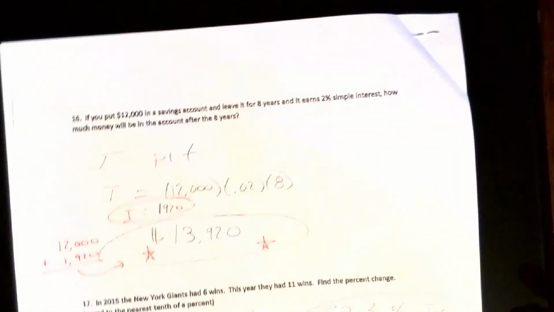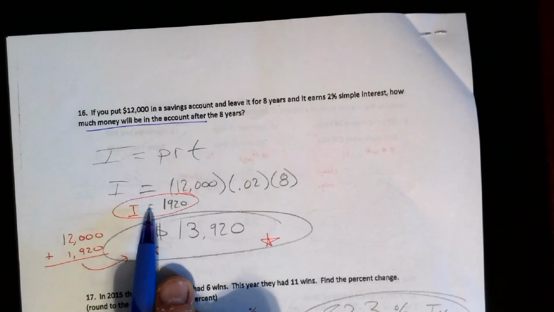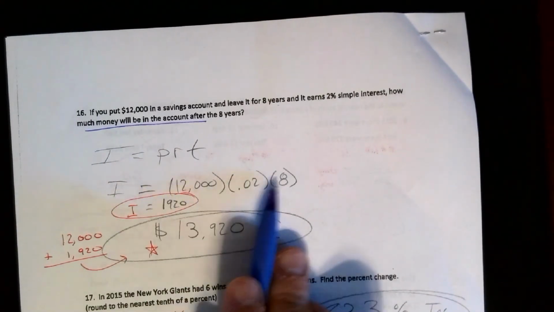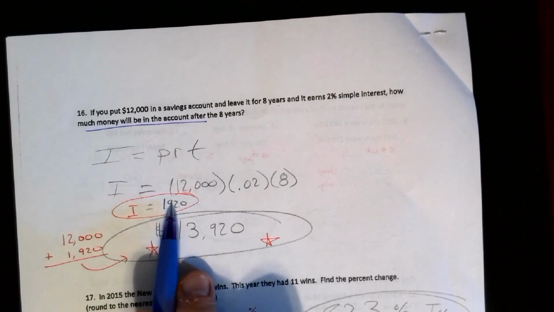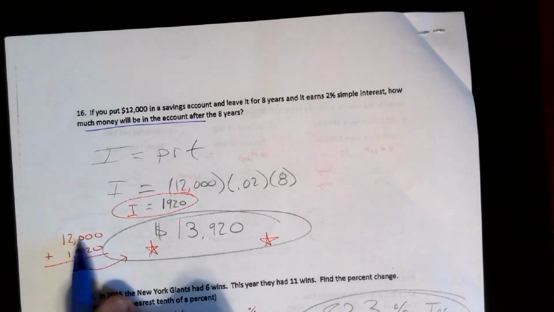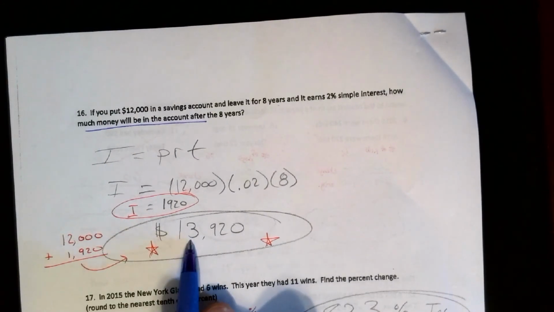And on the back, another simple interest problem, but this one asked for how much money will be in the account. So after you find the interest is 1,920, just like the other two, by plugging in for P, R, and T and multiplying. To find the amount in the account, you have to add the interest to the original principal amount, the original amount in there, 12,000, to say that after 8 years you'd have $13,920.